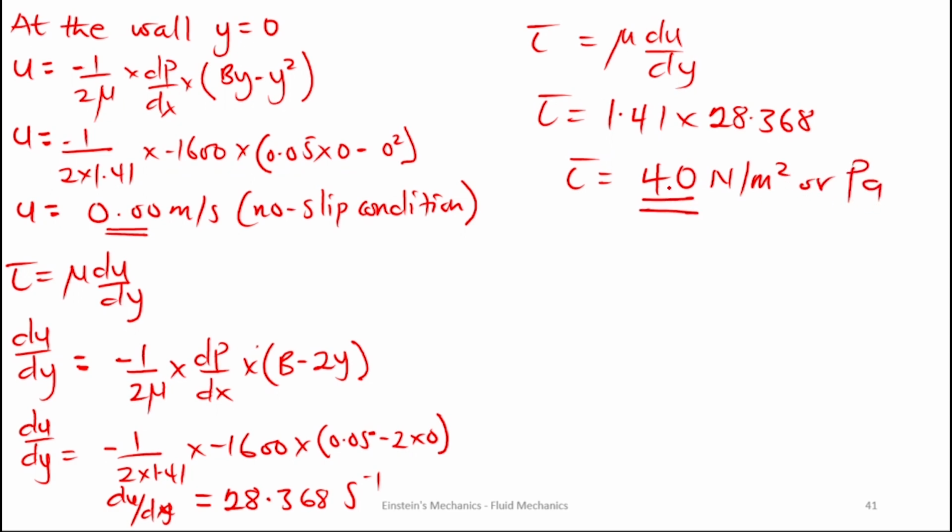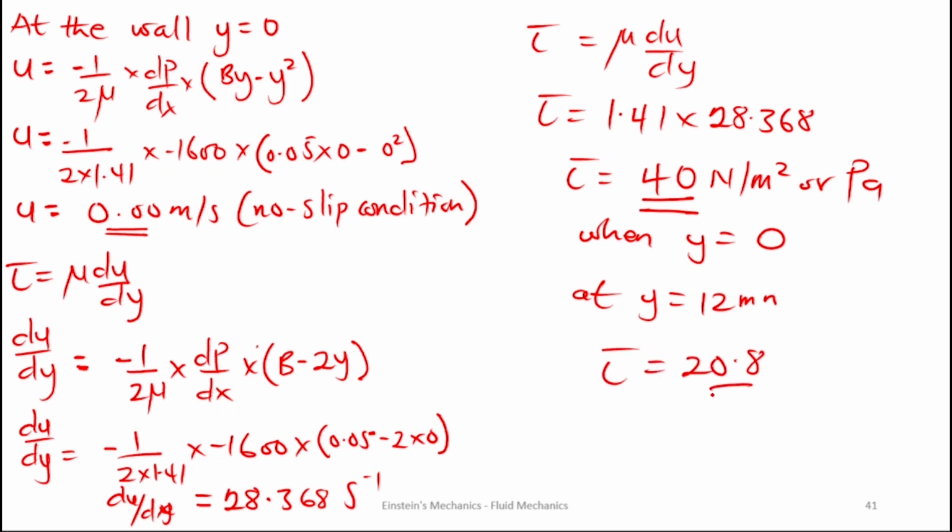Are we good? So at the wall, the shear is 40, and this is at the wall when y is equal to 0. But when y was equal to 12 mm, we saw that our shear was 20.8. So as the distance increases, you can see that the shear will be decreasing. So the maximum shear occurs at the boundary. Do you get it?